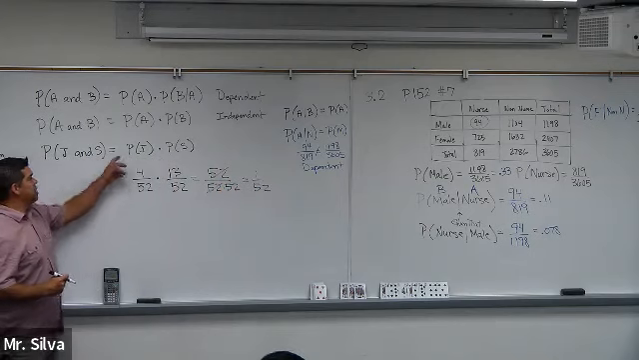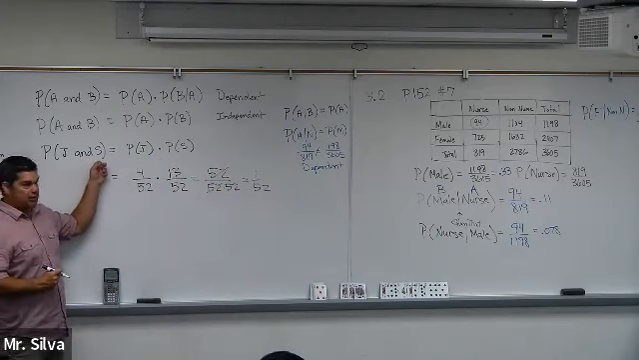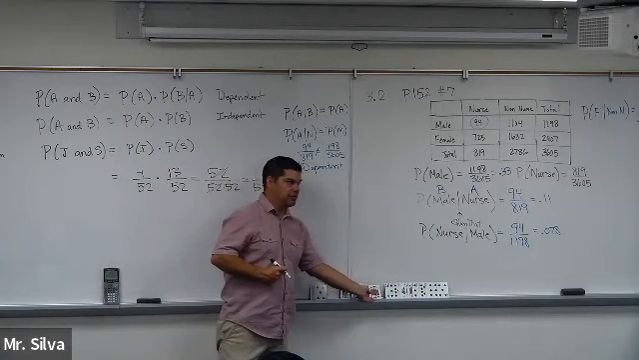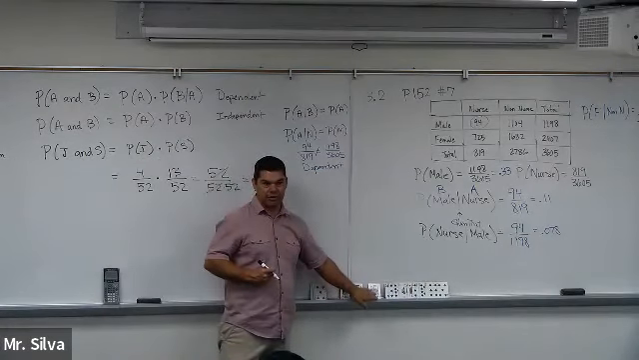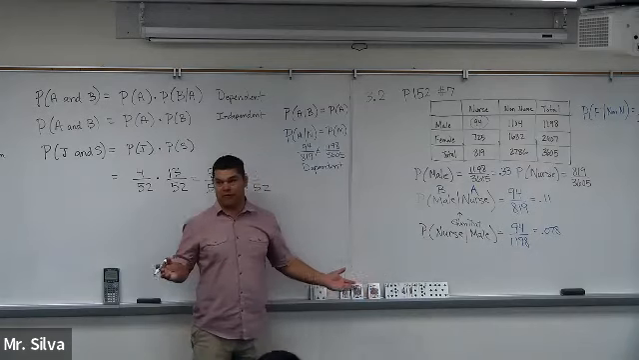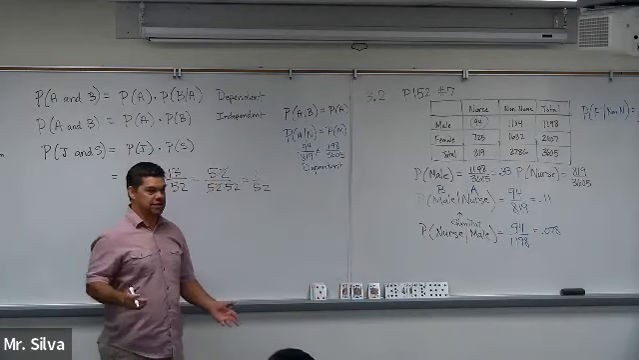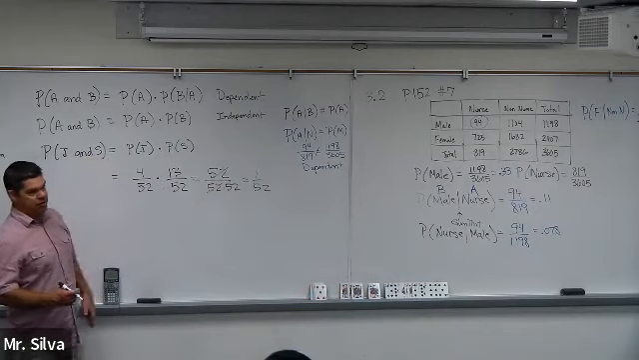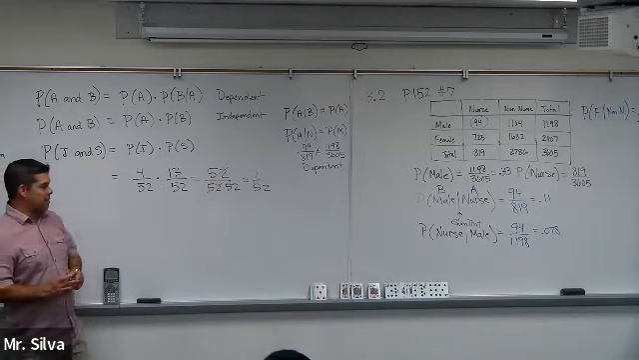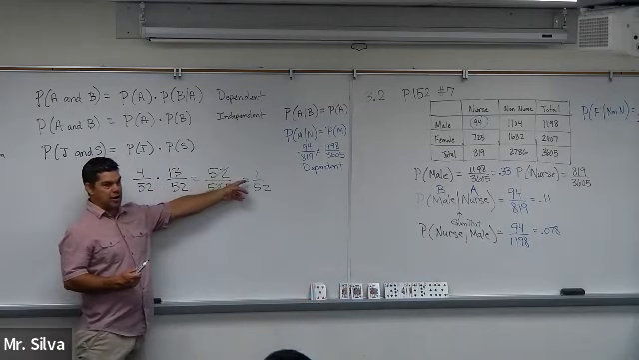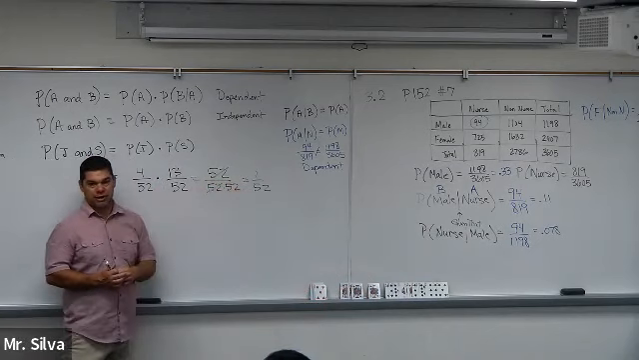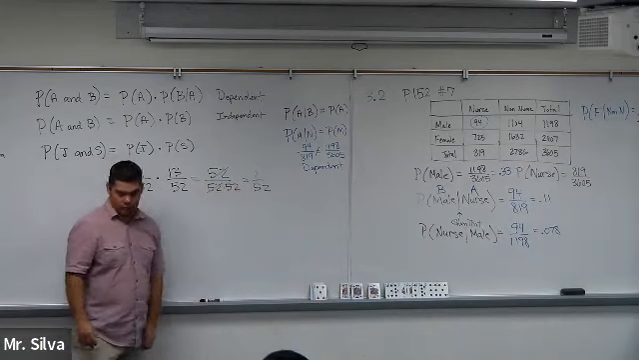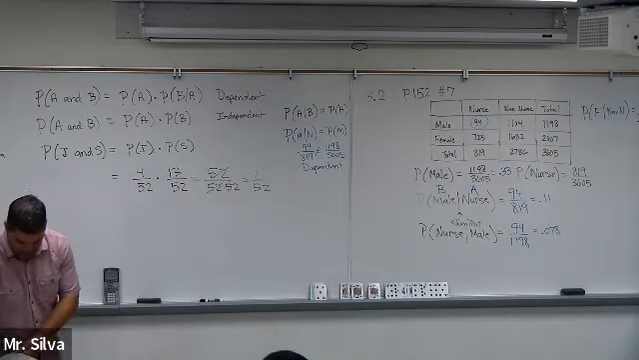Find the probability of getting a jack and a spade. That's the start. There's only 1 of those. There's 1 jack of spades. Okay, 1 out of 52 cards are jack of spades. Does that make sense? It satisfies the multiplication rule right there. I multiplied and it worked. One card is a jack of spades.